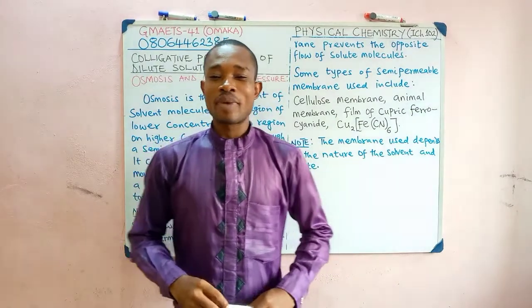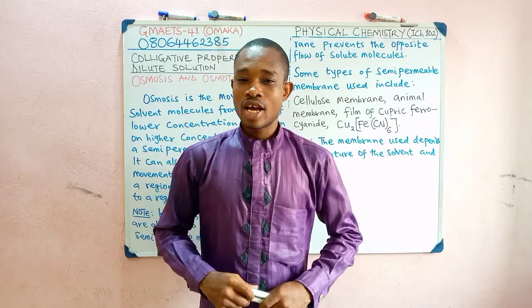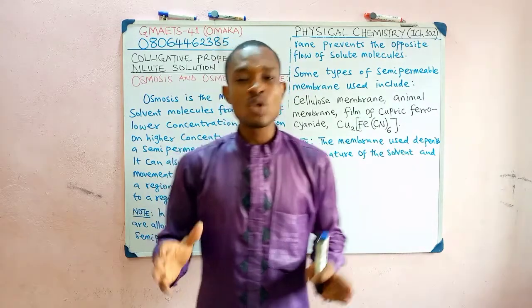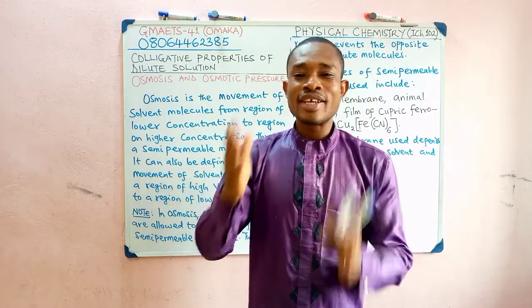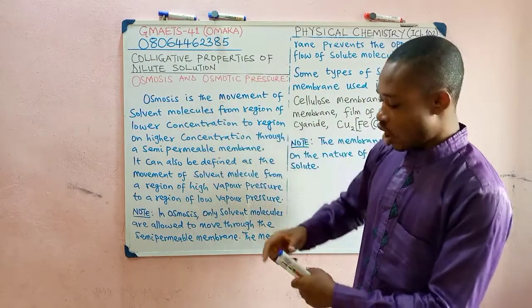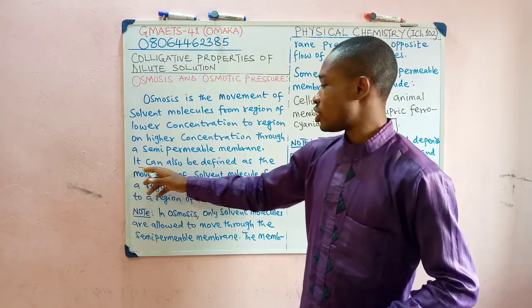Let us now talk about the fourth and last major colligative property, osmosis and osmotic pressure. We start first by defining what osmosis is. Osmosis can be defined in two ways, right? You can define it in terms of concentration, which is what you have here. You can also define it in terms of vapor pressure, which is what you have here.